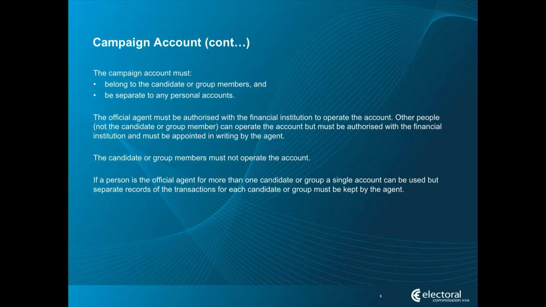The campaign account must belong to the candidate or group members and must be separate to any personal accounts. The official agent must be authorised with the financial institution to operate the account. Other people, but not the candidate or group, can operate the account, but they must be authorised with the financial institution and must be appointed in writing by the agent. Candidates and group members must not operate the campaign account. If a person is the official agent for more than one candidate or group, a single account can be used, but separate records of the transactions for each candidate or group must be kept by the agent.